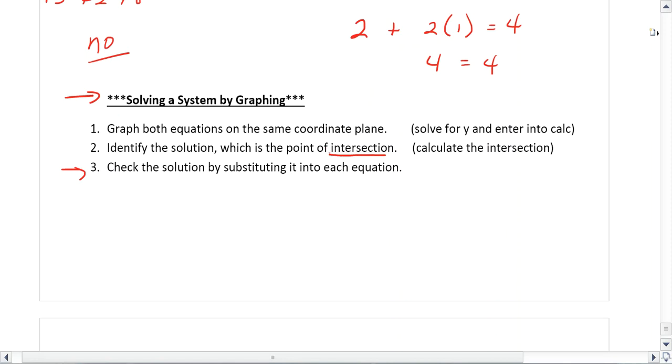The reason that the intersection is the answer is because that point right where they cross each other, like if this line is cruising along here and this one along here, right here where they cross, this x, y makes both of them true at the same time. So I hope that makes sense to you why the intersection is the answer that we're looking for.